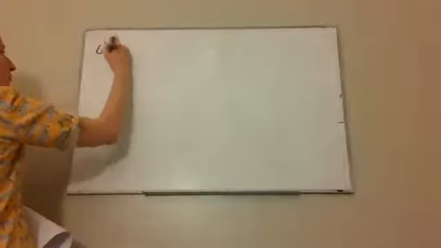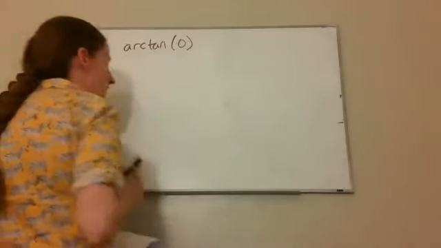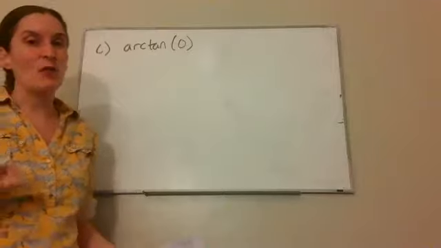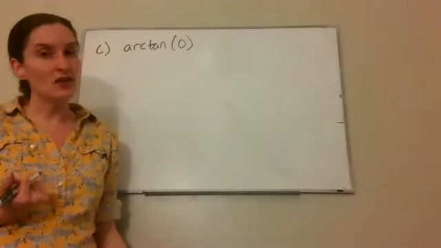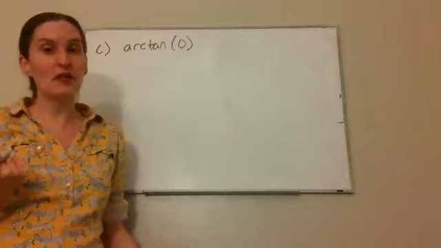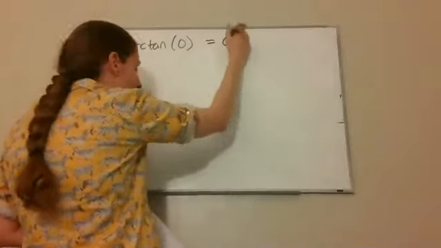One last one. What is arctangent of 0? Well, that means that I want an angle that when I plug it into tangent, I get 0. And tangent will be 0 when sine is 0 and cosine is not 0. And that happens at an angle of 0.